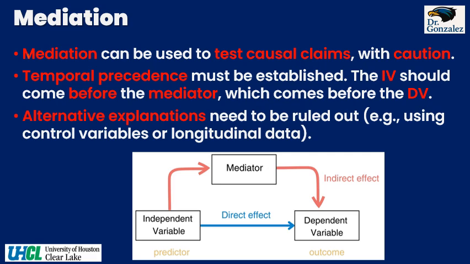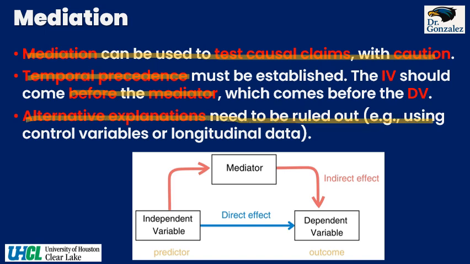Mediation can be used to test causal claims, but we have to do so with caution. You've got to make sure that you have what we call temporal precedence, and we'll talk about that again in a further slide. Your independent variable has to occur in time before the mediator. I can't say X caused Y if X didn't happen before Y. The other thing I have to do is control for any other alternative explanations. I might need to rule some stuff out by using a control variable or taking data over a long period of time in a longitudinal study.